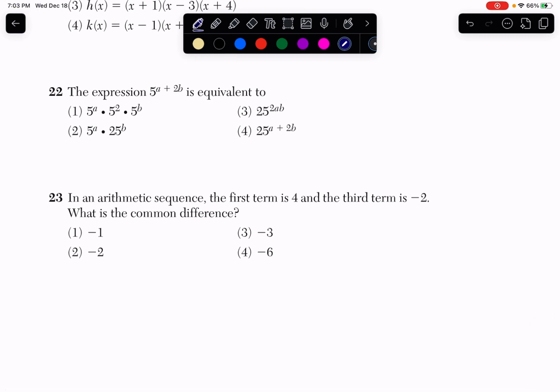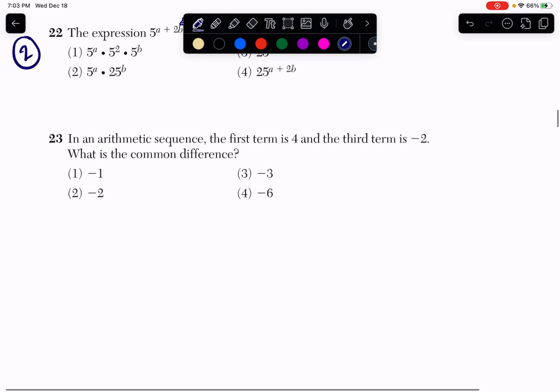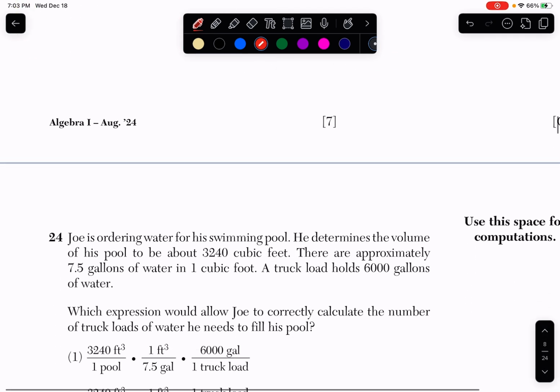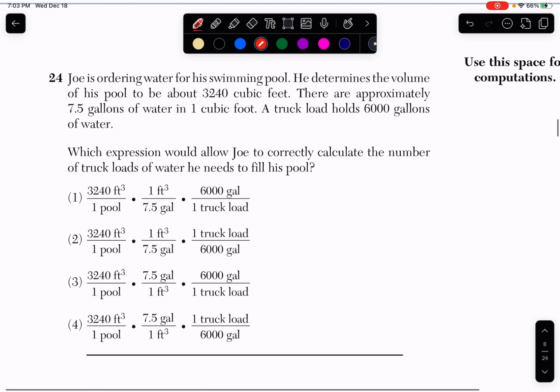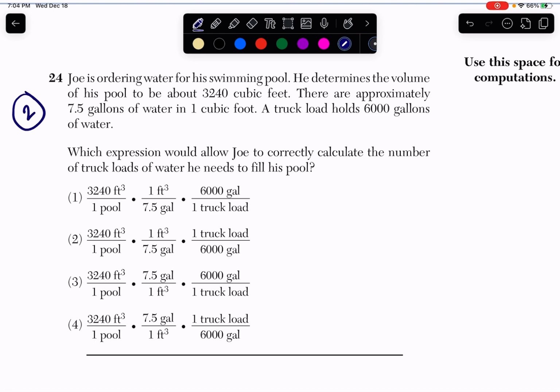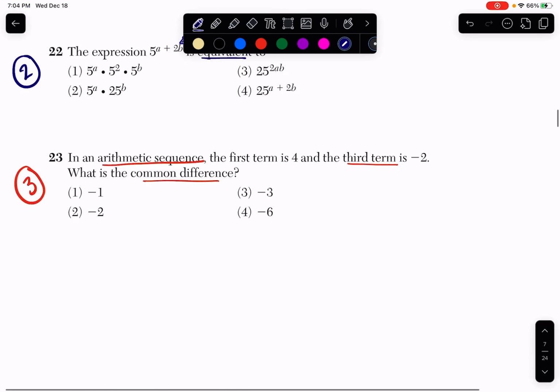Number 22, I have not dealt with exponent this much, but I do know what equivalent is, so I'm going to just call that a category 2. And then number 23, we have another sequence. I'm going to call that a category 3. I don't know what this vocab means. And number 24, I'm going to call this category 2 because you may be able to figure it out based on what you know from middle school.